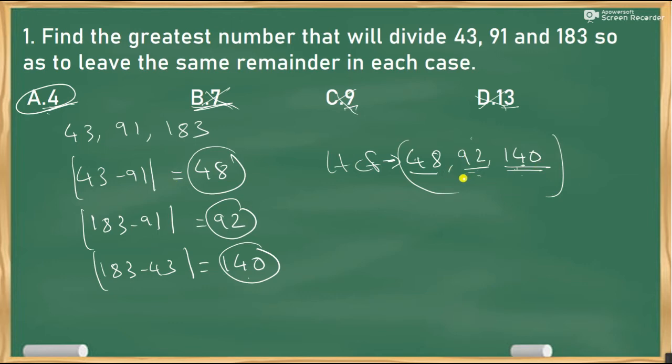The other method is you can do the traditional division method, or you can go with factorized form. Clear? So whenever you see the same remainder in each case, always take differences and then find the HCF. Okay, fine. Let us go for the next question.